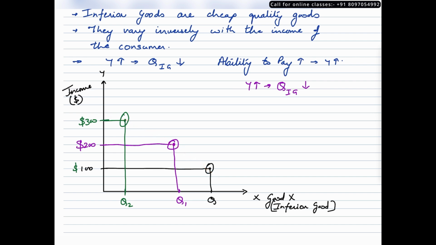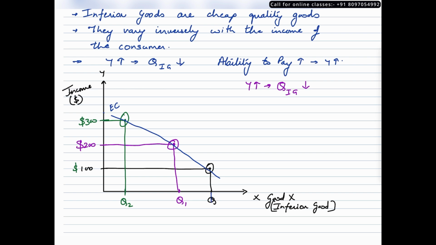Now when you join these pointers together, this is kind of the curve that you will get. Let's join the pointers and see how the Engel's curve looks like. Let us say this is the Engel's curve. Now how is this curve sloping? It is a backward sloping curve. It's moving backwards. Why is it moving backward? Because inferior goods vary inversely with the income of the consumer.